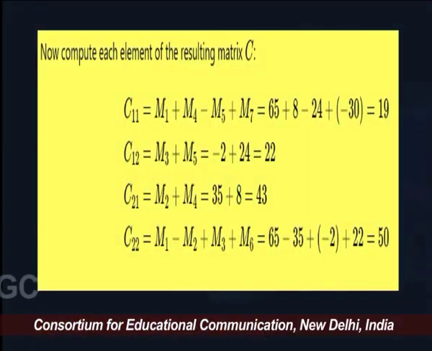So, here we have all the intermediate values from M1 to M7, and now we are going to plug these values in to compute each element of the resultant matrix C. The formula is C11 equals M1 plus M4 minus M5 plus M7, which comes out to 19. C12 equals M3 plus M5, that is minus 2 plus 24, and the result is 22.